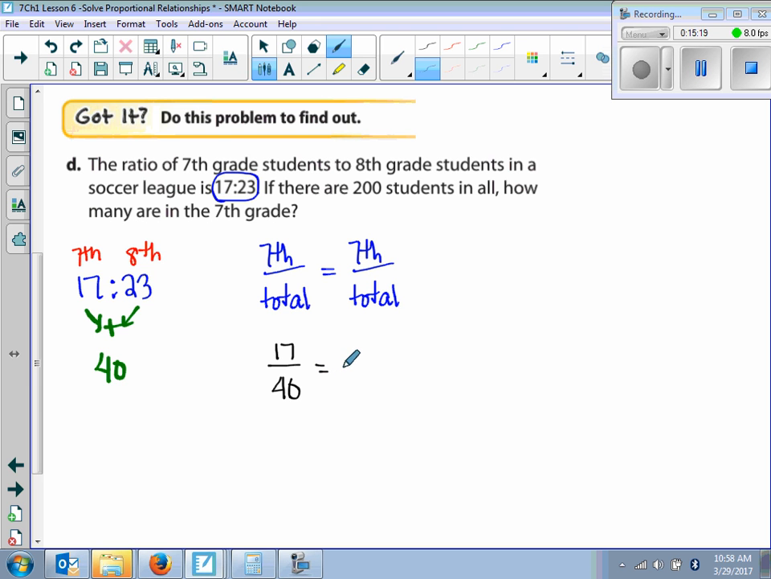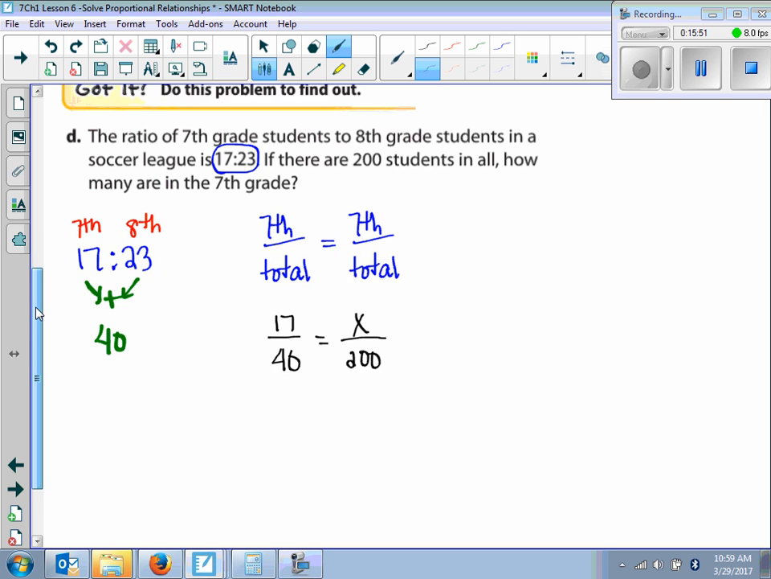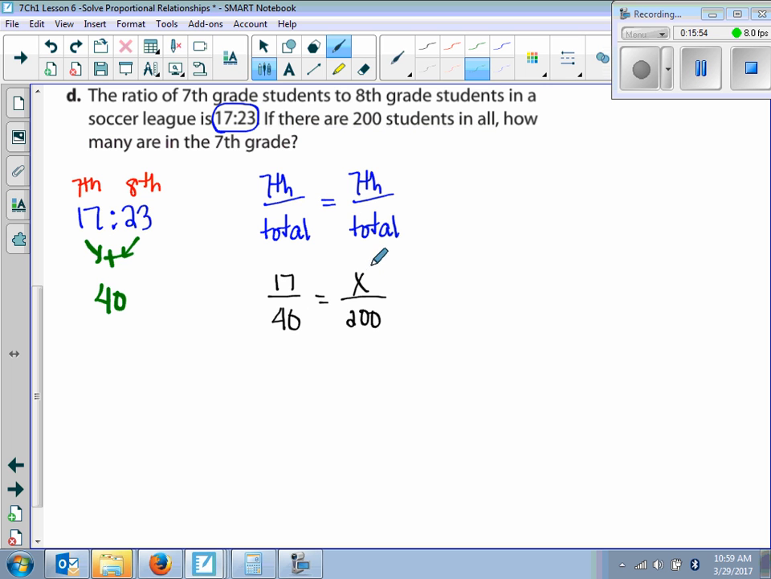Now we're going to look at the rest of the question. It says, if there are 200 students in all, how many are 7th graders? So, where is that 200 going to go in my other ratio? In the numerator or the denominator? Very good. So that now is going to go in the denominator, and we're going to solve for how many of those are going to be 7th graders. So now, all we have to do to get that final answer is cross multiply.